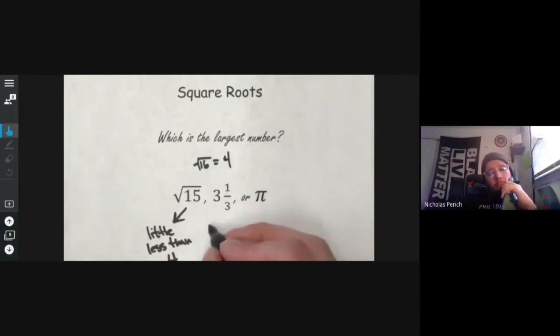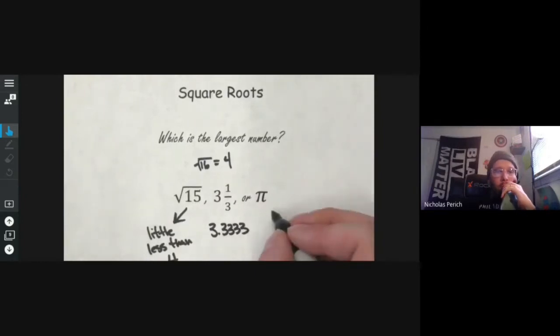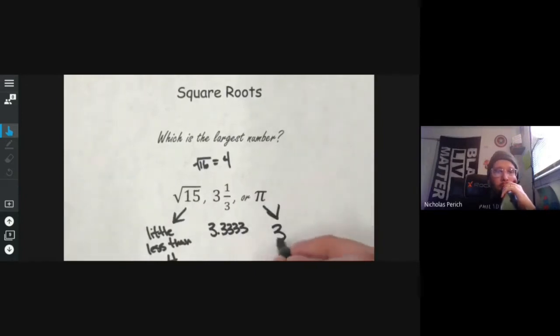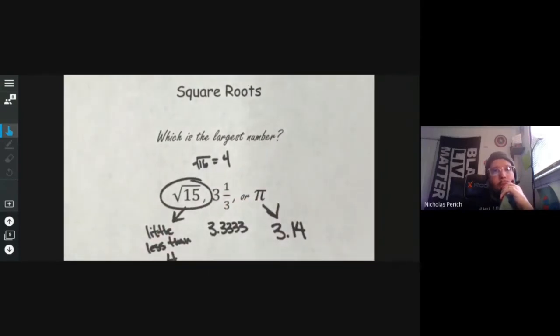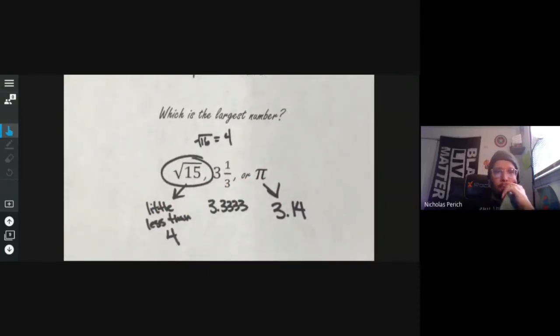3 1/3 is 3.3333333, and pi is 3.14. So which one is the largest number? 3.14, 3.333, or the number that's a little less than 4? Well, the number that's a little less than 4 is the largest number. See? So simple.